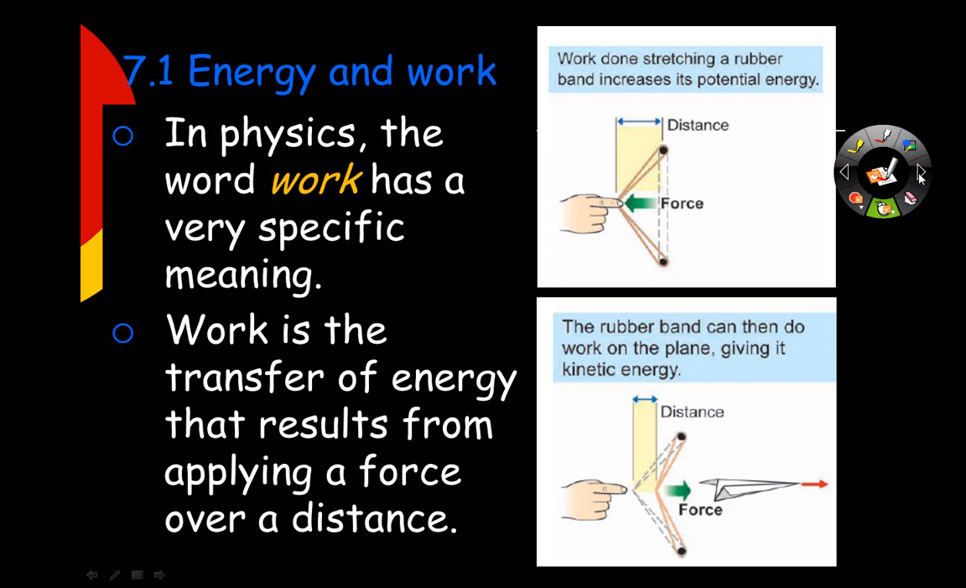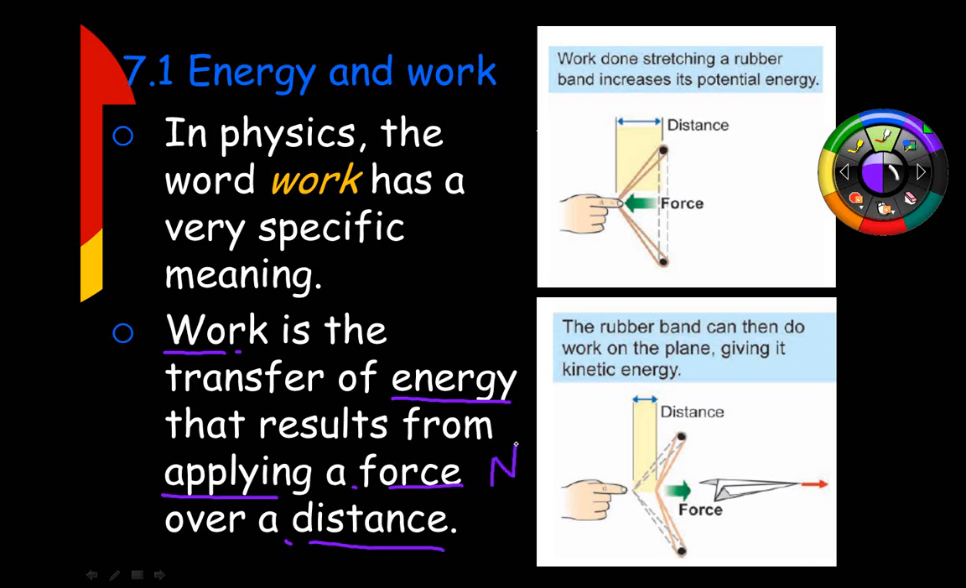In physics, the word work has a specific meaning. You need to know this. Work is the transfer of energy that results from applying a force over a distance, as I alluded to in the previous slide. Once again, you need to know that work is the transfer of energy applying a force over a distance. Remember, a force is in newtons, and distances can be in meters, centimeters, kilometers, things like that. So work is very specific when we're talking about physics.